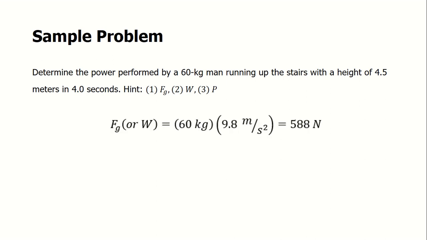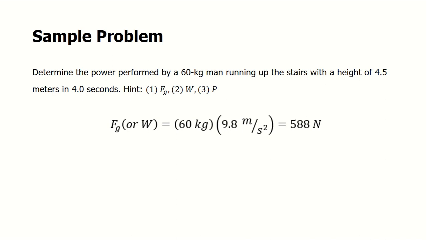So the question is, how much force do you have to exert on yourself to lift yourself up if you have a mass of 60 kilograms? In other words, you want to determine your weight. Your weight is 60 kilograms times the acceleration due to gravity, 9.8 meters per second squared. Kilogram times meter per second squared is newtons. So we have a weight equal to 588 newtons.